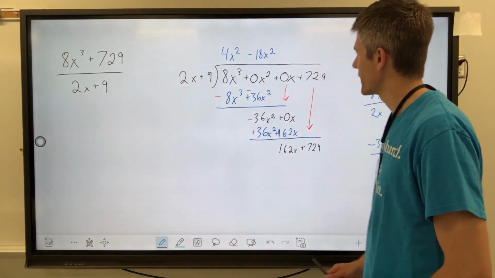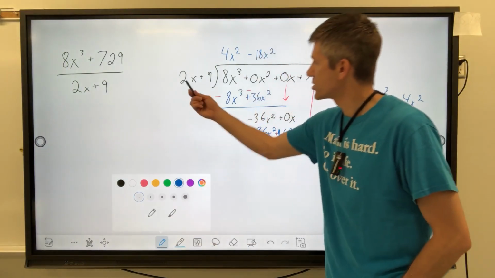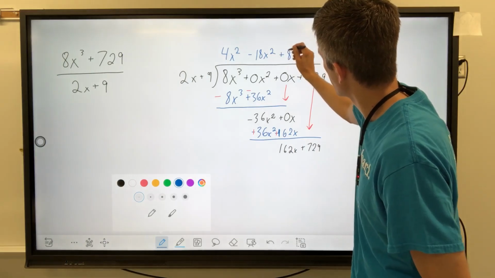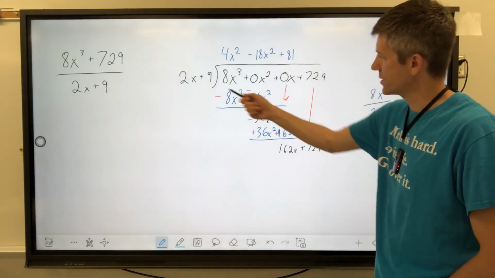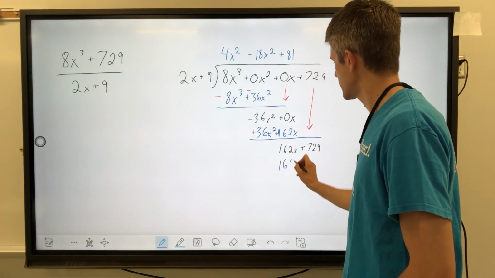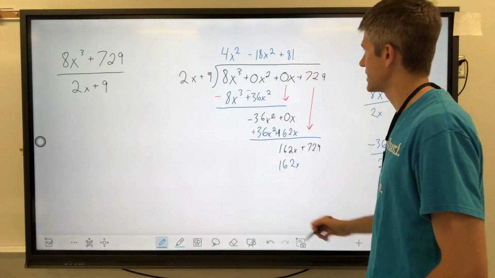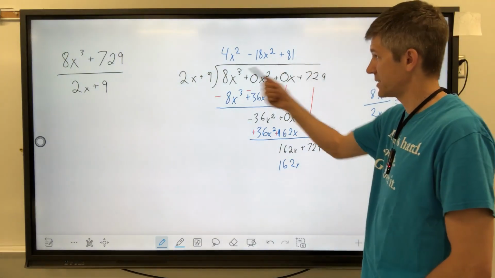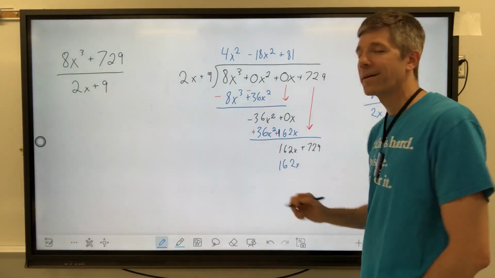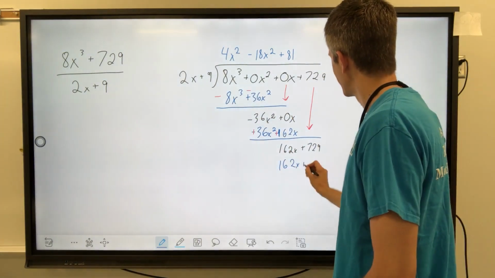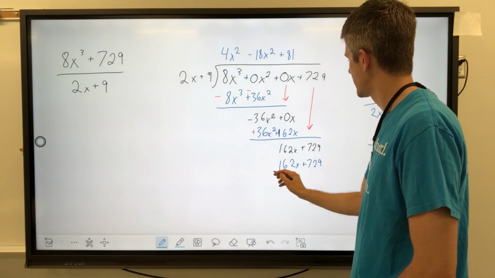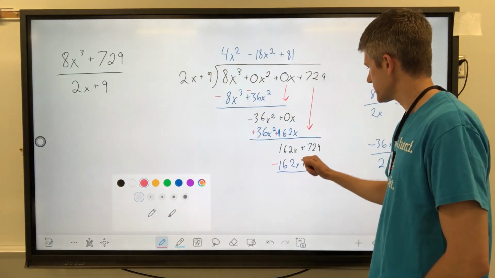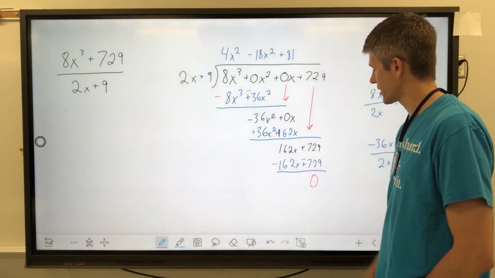Watch this. Okay, switching colors. 2 goes into 162 81 times. 81 times 2 is 162. 81 times 9 is probably not something you know off the top of your head, but you do, because it's 9 times 9 times 9. It's 9 cubed. Hold that thought too. That's 729. We'll draw the line here. We'll change the signs. And when we do, we have 0 as our remainder.